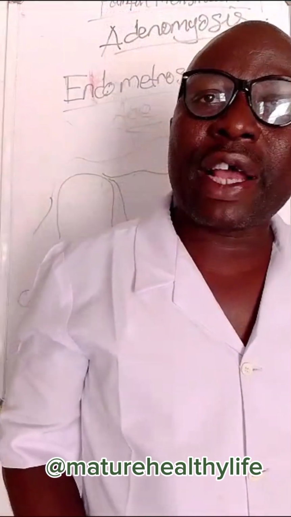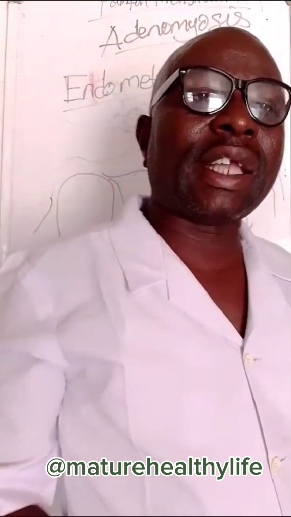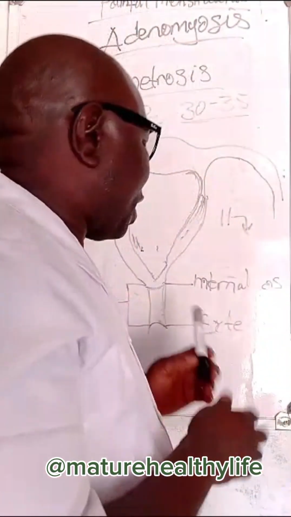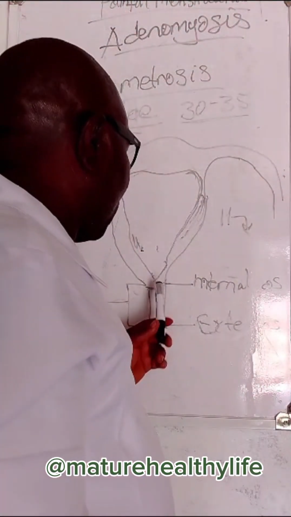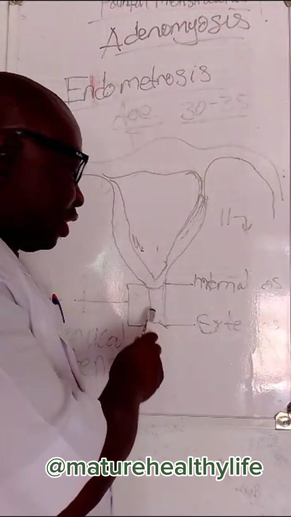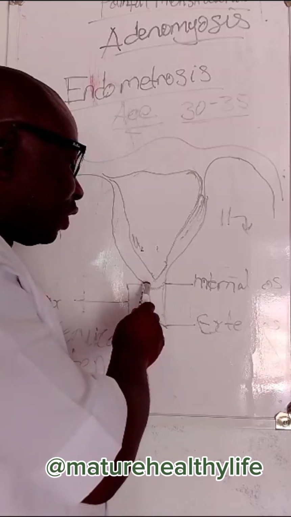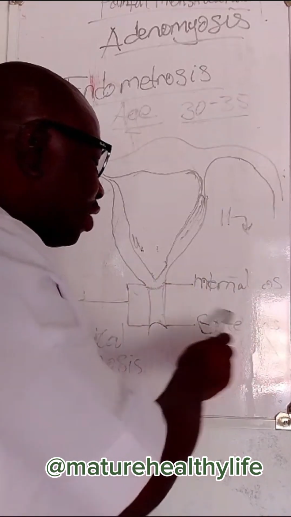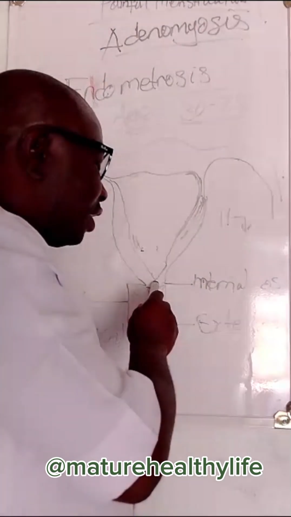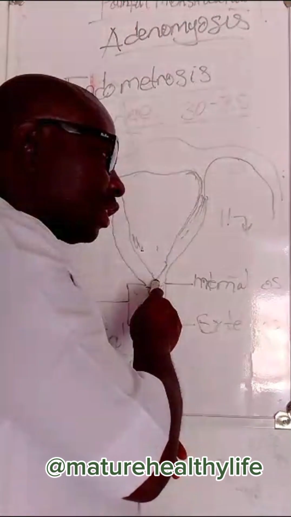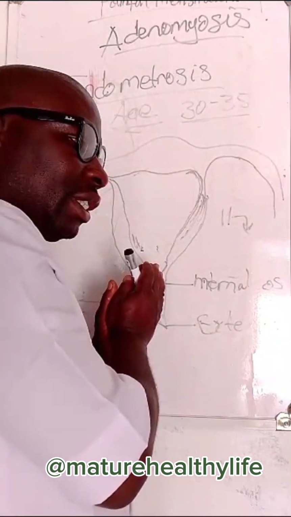Another one is cervical stenosis. Cervical stenosis is when the cervix is narrowed. If you look at this diagram, you see that the cervix is from here to here. Then this place is called the internal os. This is the external os. Then when something blocks here as a result of infection, when it blocks the internal os, it will narrow it.